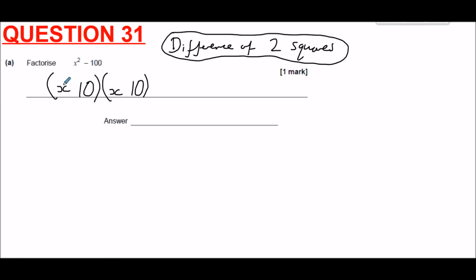So the square root of x squared at the beginning, the square root of the minus thing at the end. Then all we do is in one bracket we have a plus between the terms, in the other one we have a minus between the terms, and that's all there is to it. So the answer is x plus 10, brackets x minus 10.